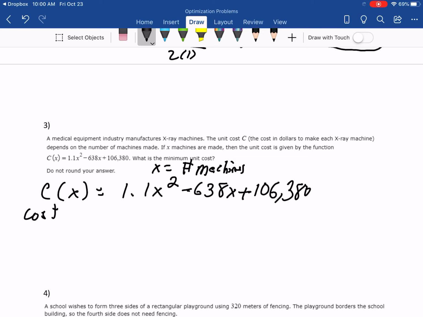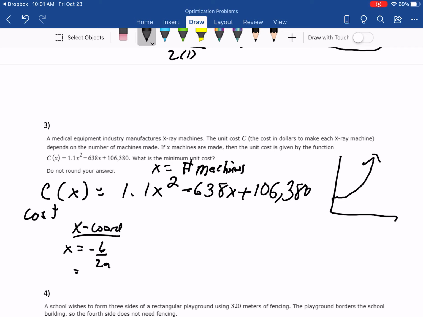So that minimum occurs at the vertex, and this is a smiling parabola, again looking something like that. So we need to find that minimum, the vertex. So the x-coordinate, negative b over 2a, that'll be negative 638 over 2 times 1.1, so that's 638 over 2.2, which is 290. Okay, so that means we minimize unit cost when we produce 290 machines.